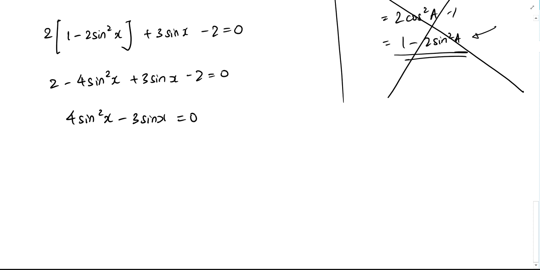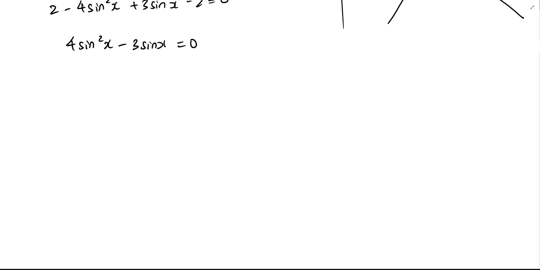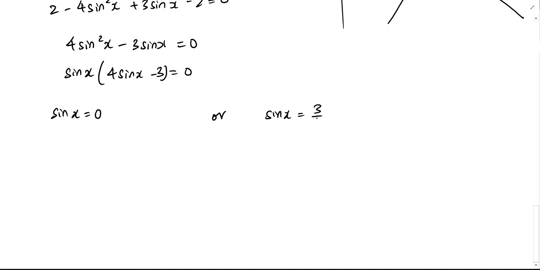The three methods, completing the square, quadratic formula, factorization, and of course the graph method, they all still work. So it is your decision now to decide what is the best method. I feel that sine x can be factorized out, so we get sine x times 4 sine x minus 3 equals to 0. So here we again have two options, sine of x equals to 0 or sine x equals to 3 over 4. I see that this is positive, so x is in quadrant 1 and quadrant 2.